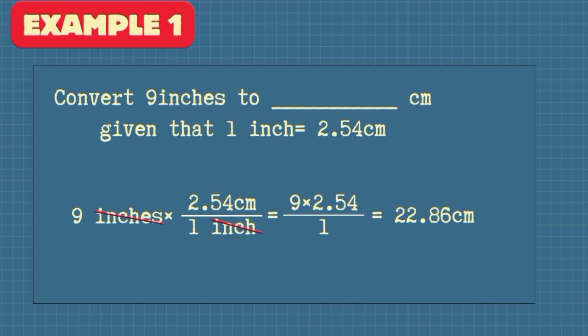To change one metric unit to another, shift the decimal point. Example number 1. Convert 9 inches to centimeters, given that 1 inch is equal to 2.54 centimeters. As you can see in the solution in this slide, 9 inches times 2.54 centimeters over 1 inch, where the inch is cancelled because we are finding the centimeters, not the inches. So, 9 times 2.54 divided by 1 is equal to 22.86 centimeters, which means 9 inches is equivalent to 22.86 centimeters.